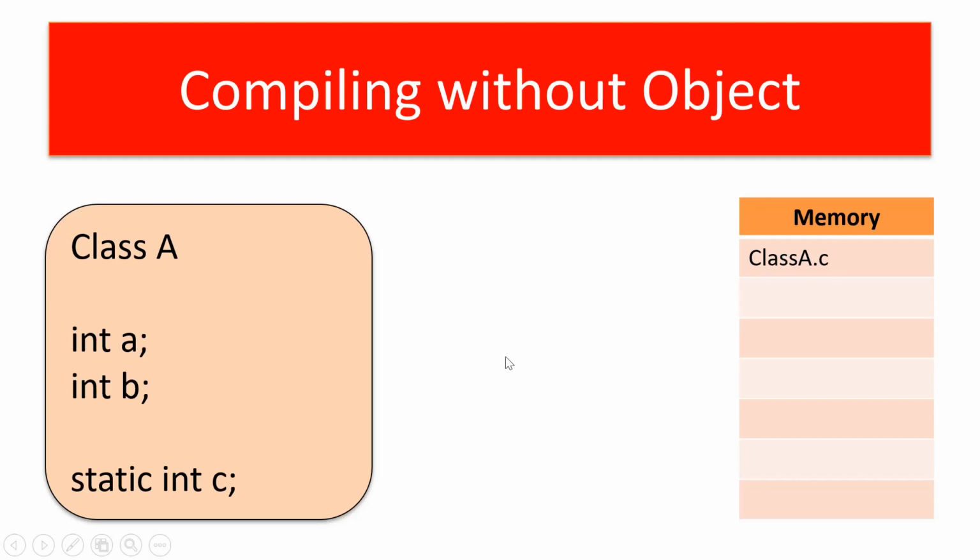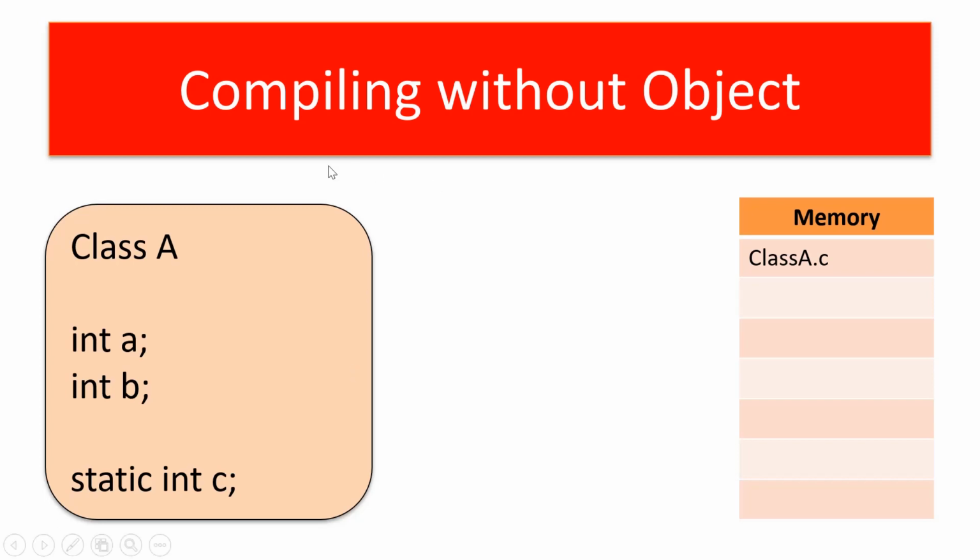Class A.c, that is a static variable, memory has been created while compiling itself. But int A and int B are not created because no object creation happens here. If there is no object creation, then non-static methods or variables will not be created. They will be created only after object creation.